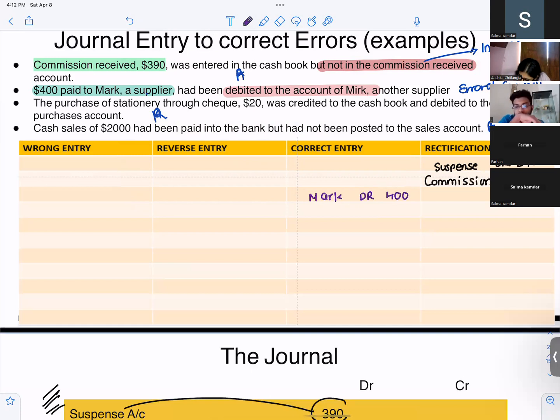But you have not done any mistake in the cash part, have you? No. So I will not write anything. What is the wrong that you did? Merck as debit. The wrong you did is Mark debit. What will you do in reverse? In reverse, Merck as credit. So the rectification entry will be Mark debit, Merck credit.